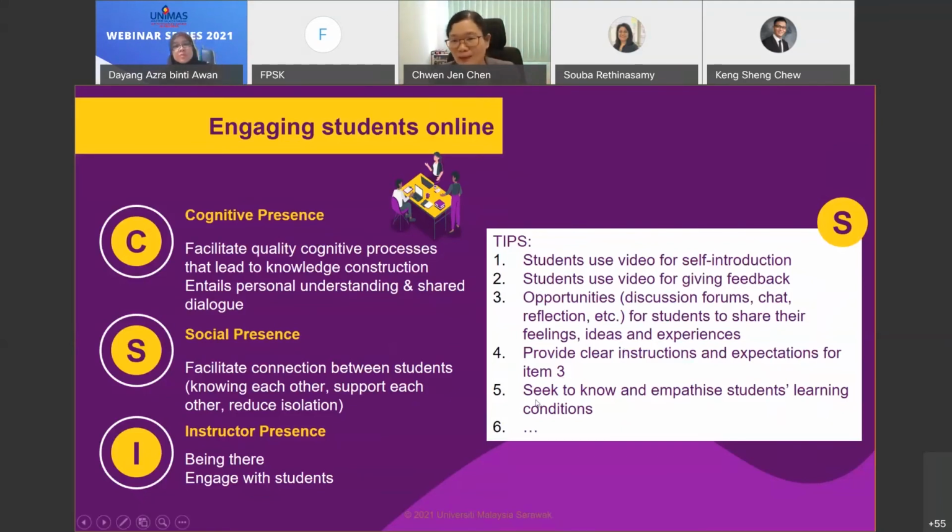Provide clear instructions and expectations, of course. That is important. A lot of the time we have to provide clear instructions so that the task will be done accordingly, and seek to know and empathize with students' learning conditions. That's the contextual knowledge, and adjust your learning design accordingly, right? And of course, the list goes on, based on the feedback or the input that you have given just now.